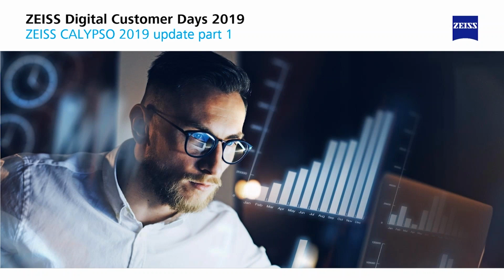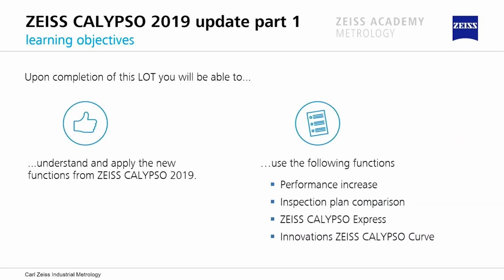My name is Klaus Schabel and today I want to show you the new functions of CALYPSO 2019, the first part. The main things we want to speak about today are the new functions, and one of those functions is that we increase the performance of CALYPSO. Different things I want to show you: how we can compare an inspection plan, a new interface, the ZEISS CALYPSO Express, for users who have only programmed simple things, and some innovations in our option ZEISS CALYPSO Curve.